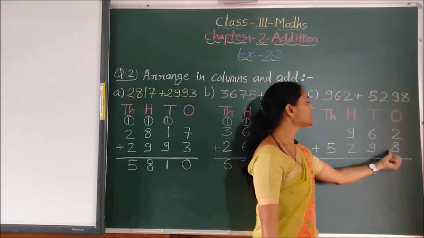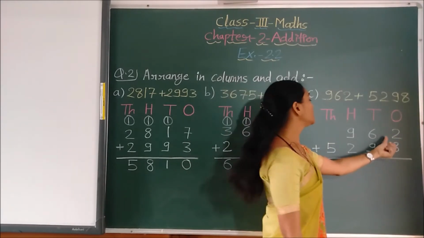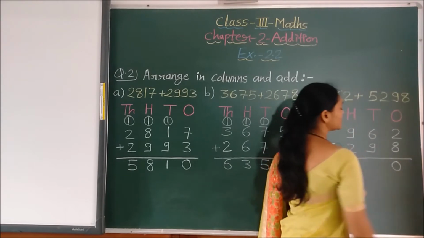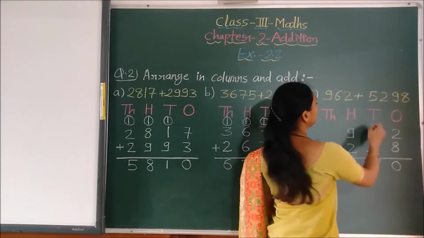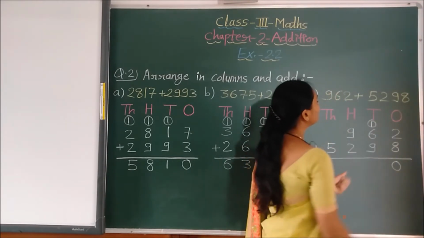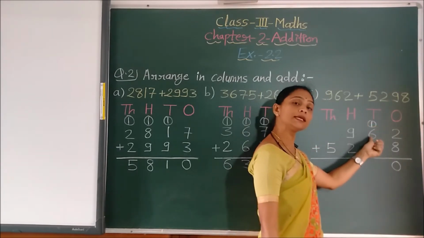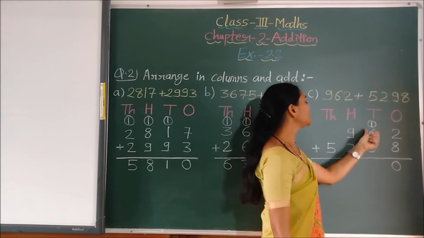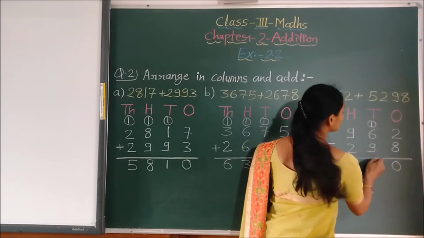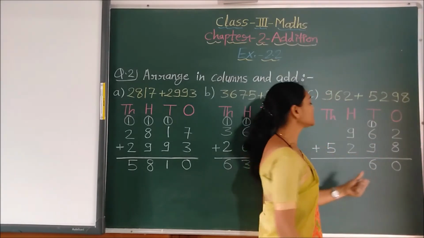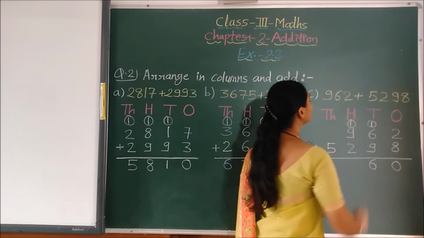Now we will see this. 2 plus 8, how much? 2 plus 8, 10. So we got 0 and 1 carry over here. Now this one, how much is it? 1 plus 6, 7, and 7 plus 9, 16. So we have to write here 6 and again we got 1 carry over.